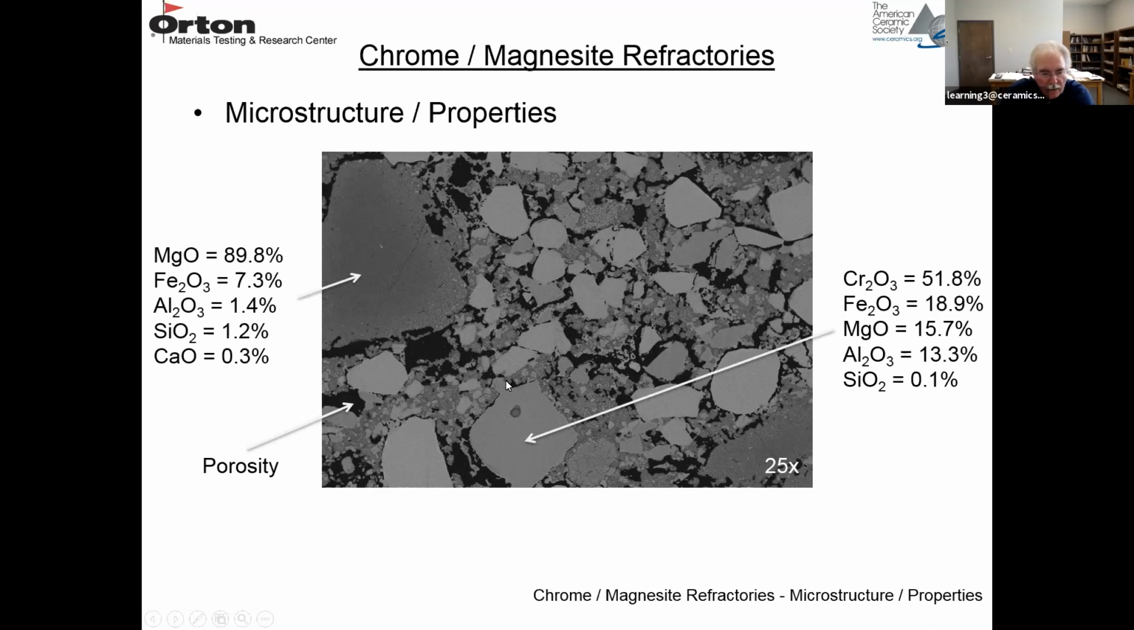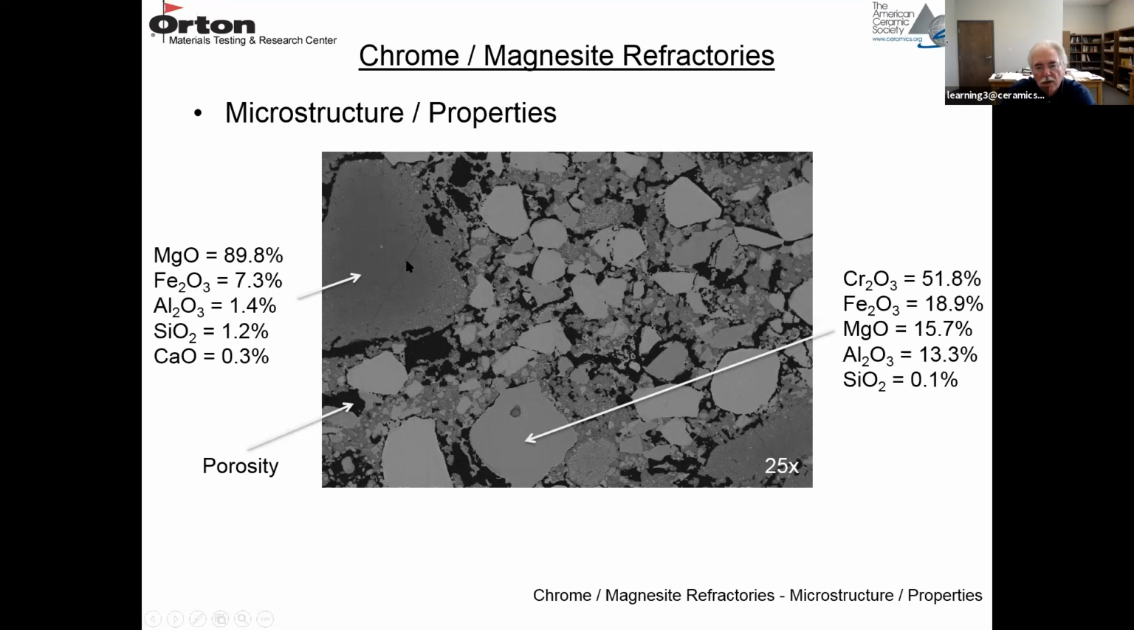These angular shaped grains are the chrome grains. This one is about 51% Cr2O3, 18, 19% Fe2O3, 16% MgO, 13% Al2O3, and some silica present. These darker gray grains are the MgO. This happens to be a 90% MgO that was added to the chrome ore. The balance is Fe2O3, Al2O3, SiO2, and CaO. So it's primarily MgO and Fe2O3 over here.